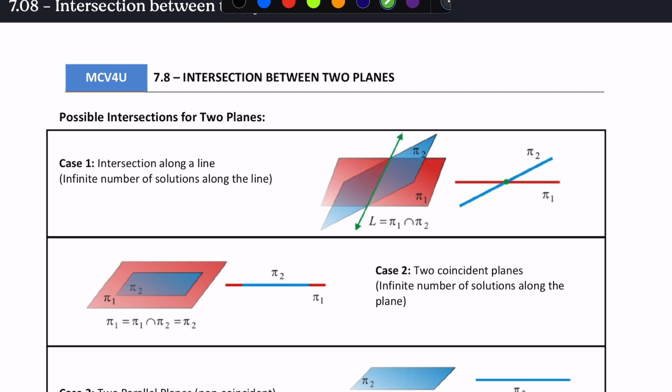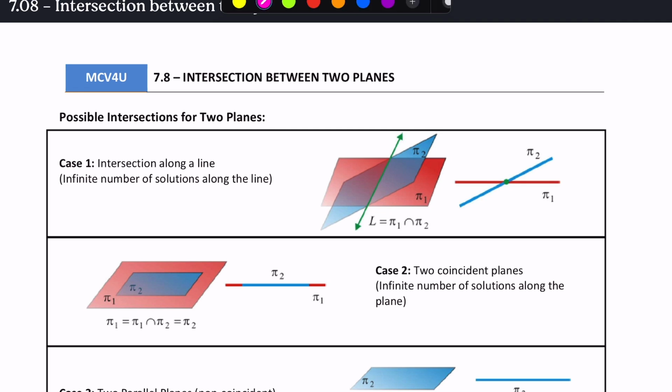Welcome back to another lesson in MCV4U. Today we'll be looking at the intersection between two planes. So here when we look at the intersection of two planes, there's a few different possibilities that can occur.